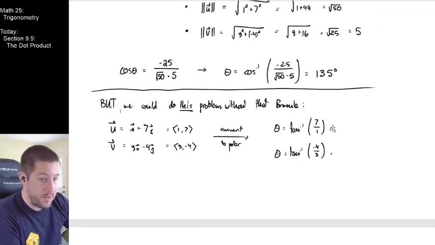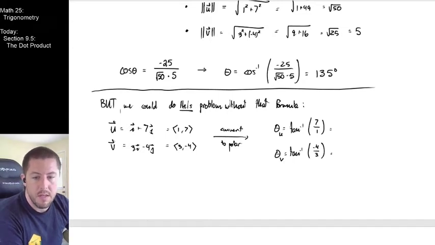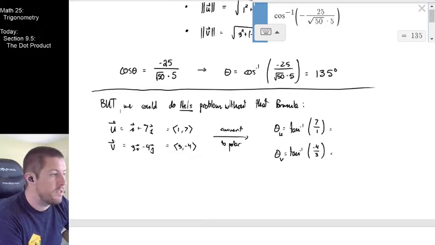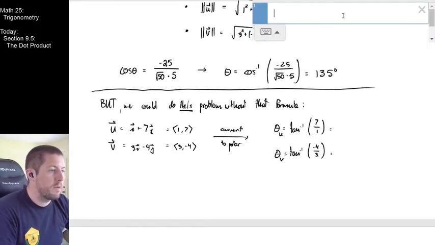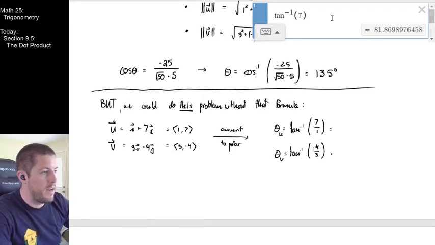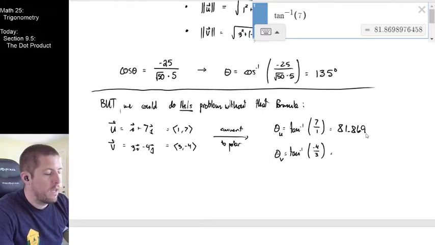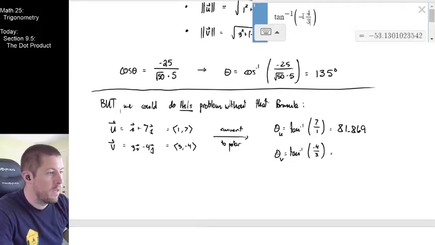Let's go ahead and see what we get when we just find the individual angles associated with u and with v. These are relative to the x-axis, so I'm going to mark those with theta u and theta v right there. Let's see what happens in Desmos when we do these computations. I'm going to do tangent inverse of 7, and I'm getting 81.869. And then I'm going to do negative 4/3. I'm getting negative 53.13.